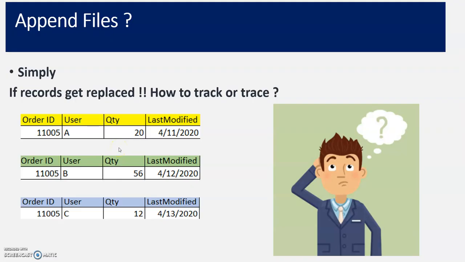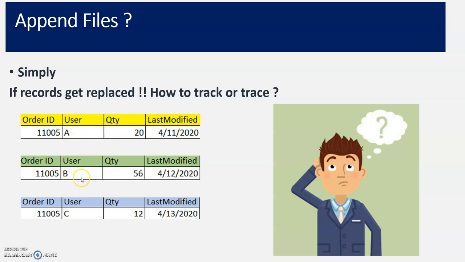First we need to find out why we need the file append process. To explain that, I will take this simple scenario. In sales operations, each and every transaction has an ID. In this process, I took order ID as the transaction ID. User A created this transaction ID on April 11th for quantity 20, and the next day user B was allowed to change that information and he increased the quantity to 56 on April 12th. Now the first record gets replaced by user B.